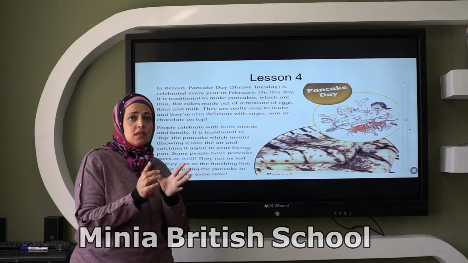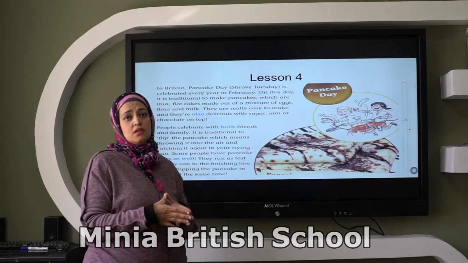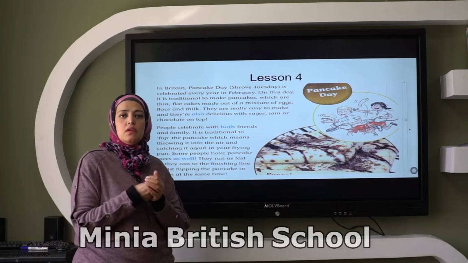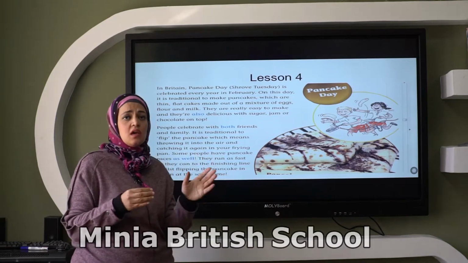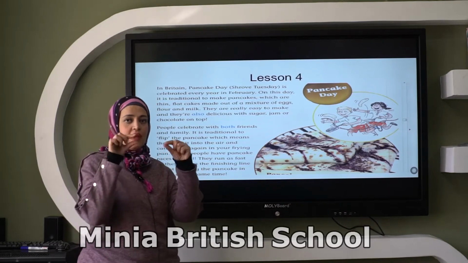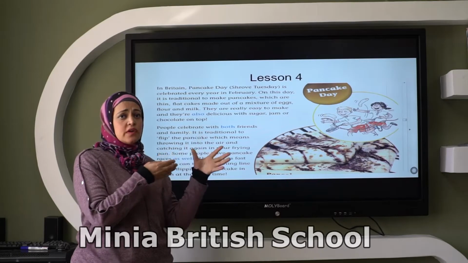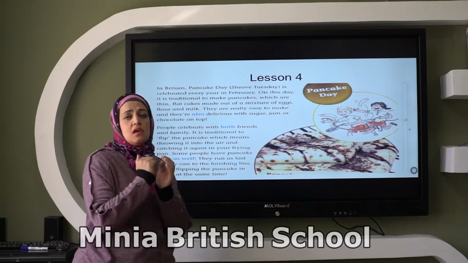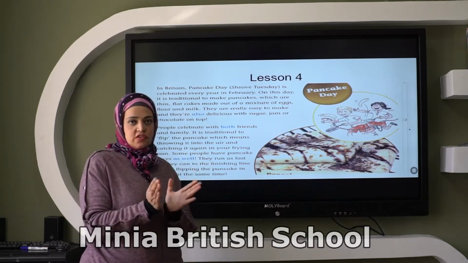So we said different people, different ages, very young ones, very old ones. And what else do they do? They make races, among the old ones, among the women. They start the race holding the pan in their hands with a pancake already inside, and they keep flipping it from the beginning of the race till the finishing line, or till the first one reaches the finishing line, and he or she will be the winner. This is the whole idea of Pancake Day.